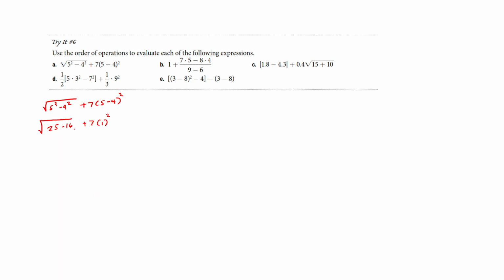All right, now this grouping symbol is not done. It still needs some work, so I'm going to clean up under there. I'd get 9. Now, it's still not done. I can do the square root of 9 is 3. Now, just because I need some space, I'm going to go ahead and do this exponent next. It won't change anything over here. So if I square 1, it's just 1. So I've got 7 now times 1. Now, multiplication comes next. So 7 times 1 is 7. Add them up and I get 10.